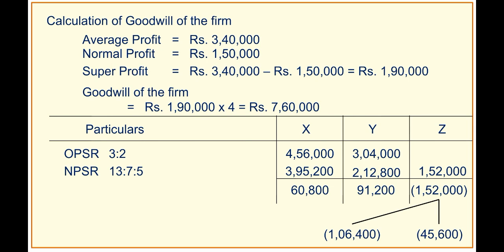Second thing is, you see these differences. X's balance is positive, so we will credit this. Y's balance is positive, so we will credit this. Z's balance is negative, so we will debit this. So you just need to remember these two things. First, find out the goodwill of the firm. Second, we will reverse the things: for positive, we will credit, and for negative, we will debit. Let's see. While solving the question or writing entries, you will understand more.